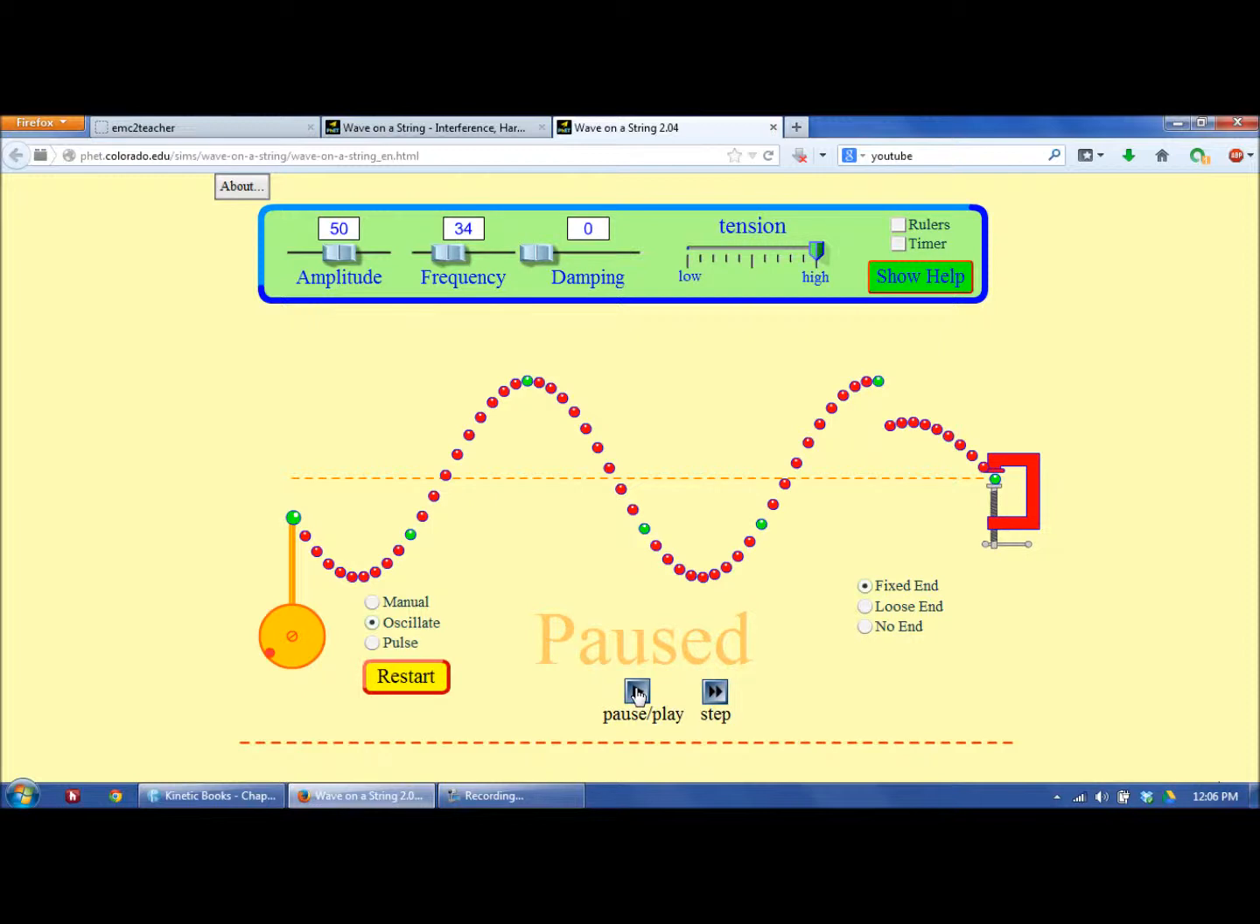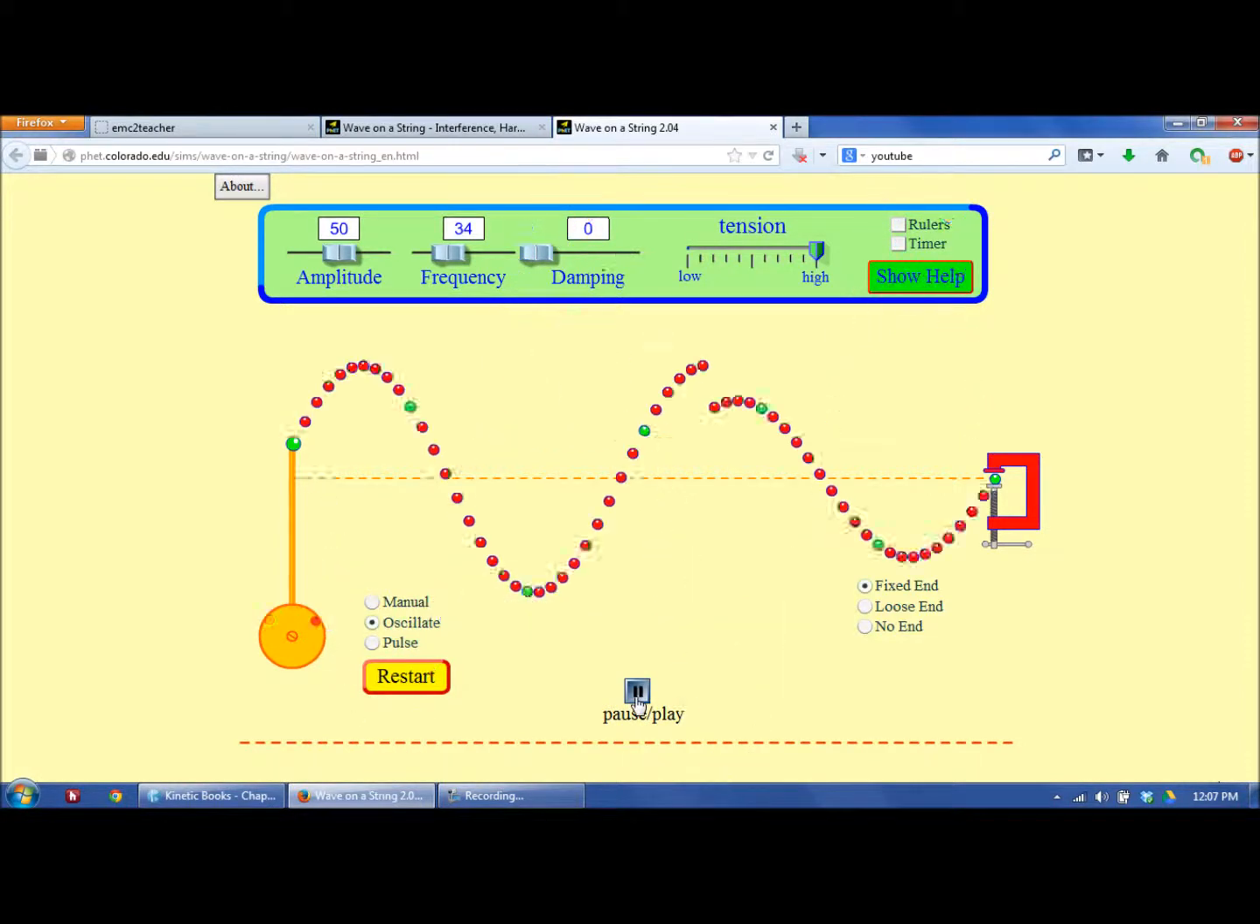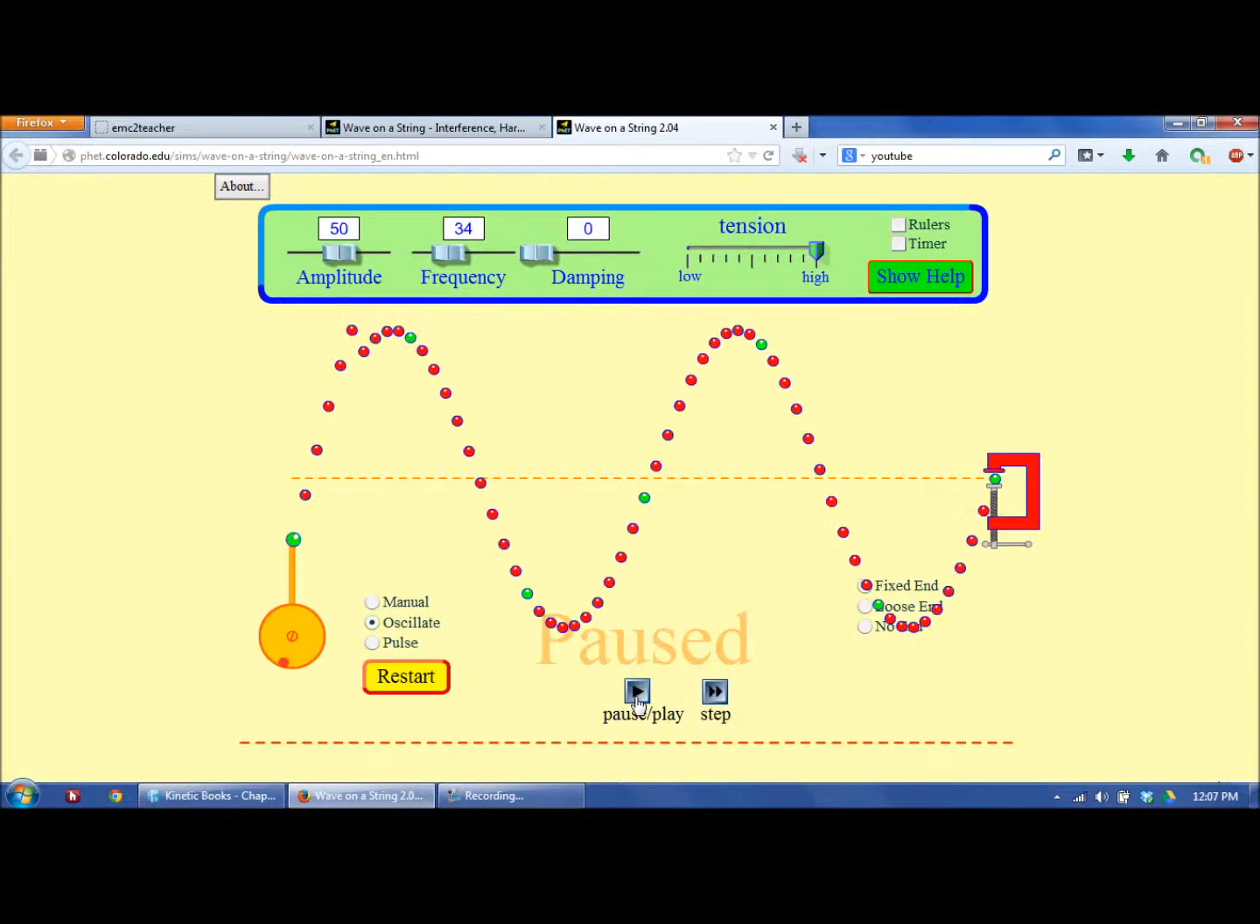Here's a video clip that shows a nice one on a string. You'll notice some things about it, like a wavelength. We know what a wavelength is, it's from identical point to identical point. So the wavelength stays fixed because it stays at the same point the whole time.